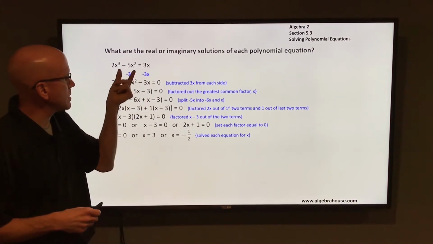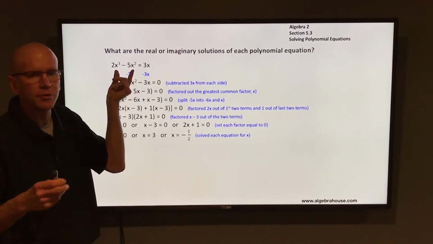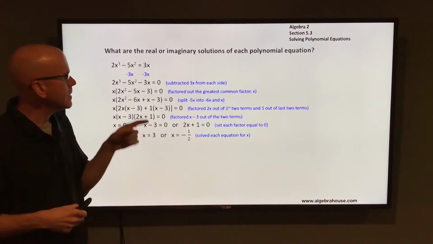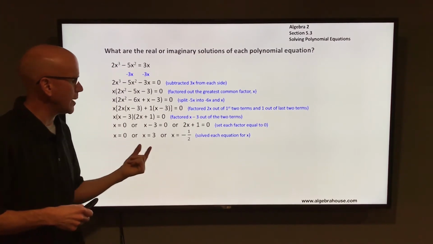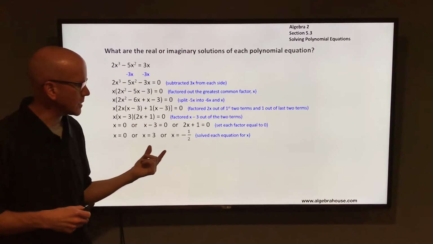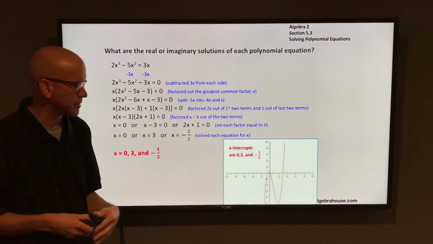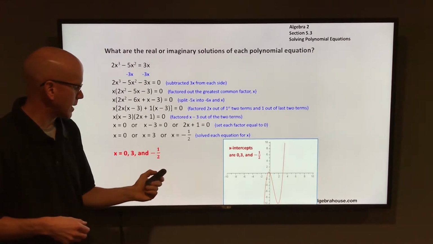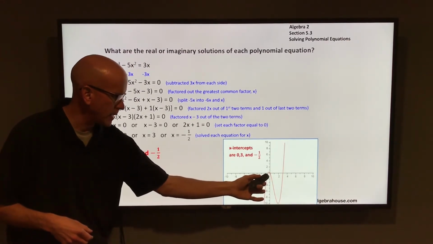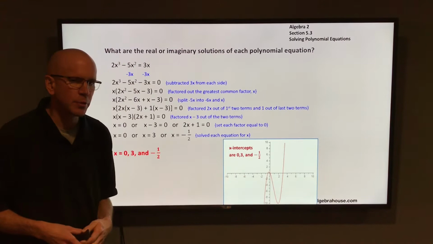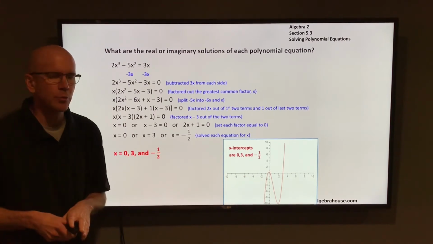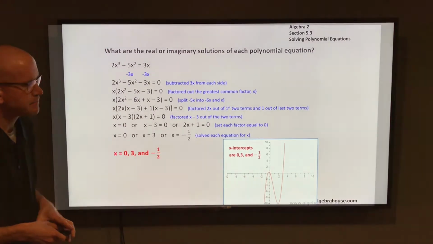Remember, the degree of the equation, the degree of the function, will tell you how many solutions you'll get. So the degree is 3, and we do have 3 solutions. 3 x-intercepts, 3 places where that crosses the x-axis. So when I graph this, you can see it hits the x-axis at negative 1/2, at 0, and also at 3. So x equals 0, 3, and negative 1/2.